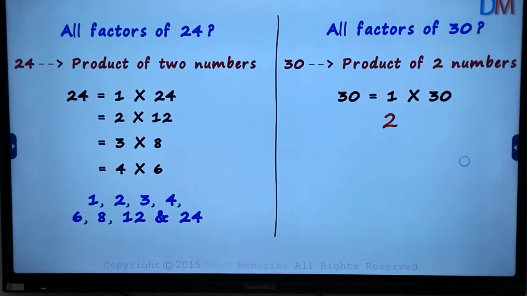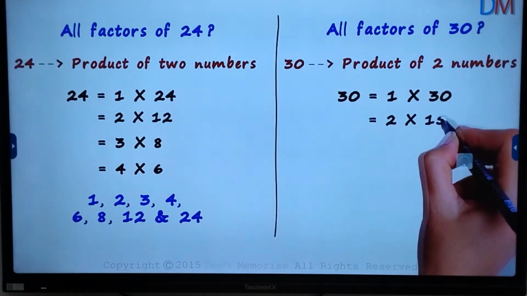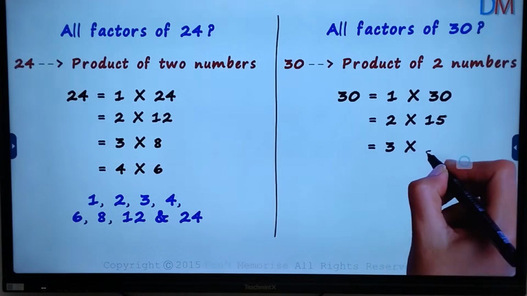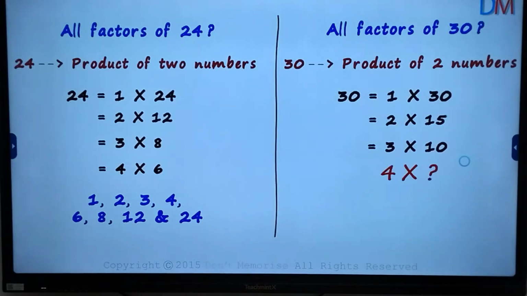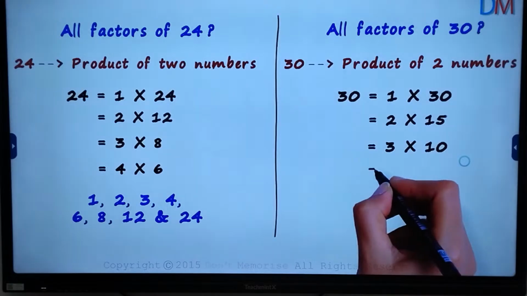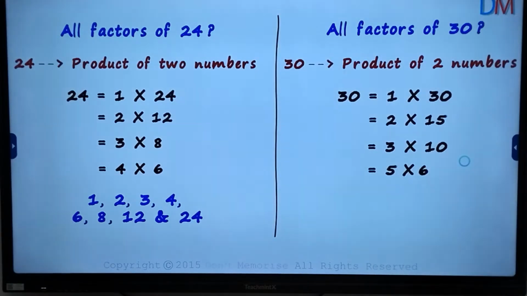Then we move on to 2. Is 30 divisible by 2? Yes, and the product can be written as 2 multiplied by 15. Is 30 divisible by 3? Yes, the product can be written as 3 multiplied by 10. Is 30 divisible by 4? No, it isn't, so we cannot write a product with 4 as one of the numbers. What about 5? Yes, 30 is divisible by 5, and the product can be written as 5 multiplied by 6.